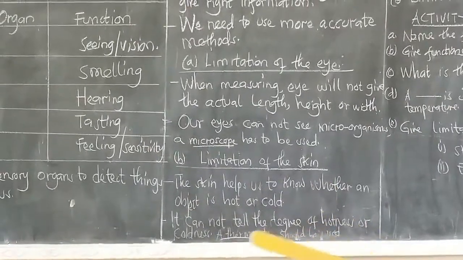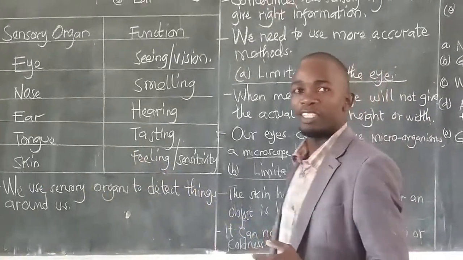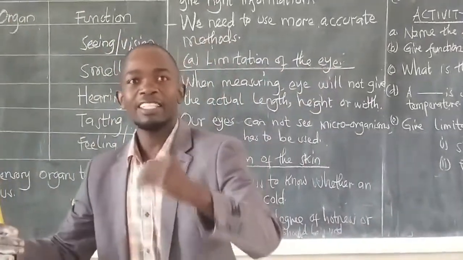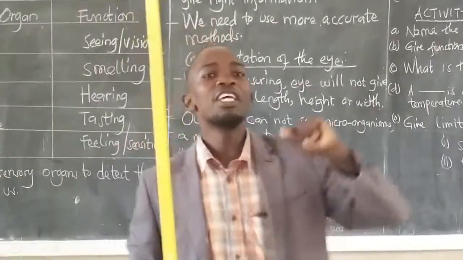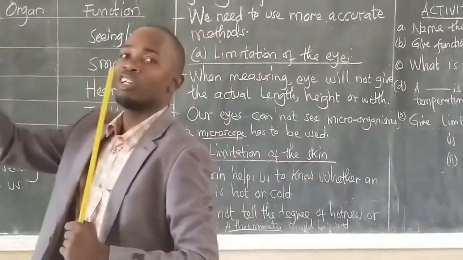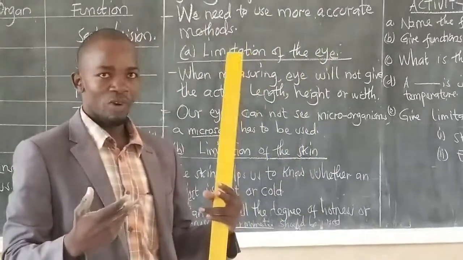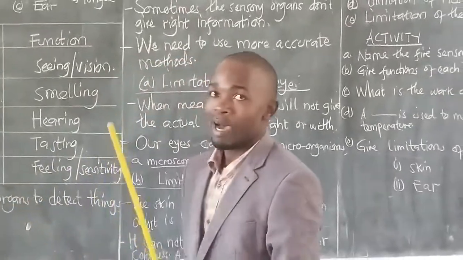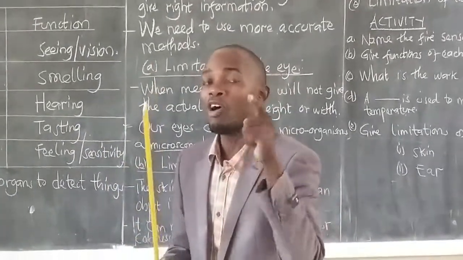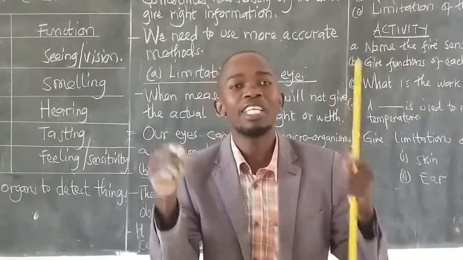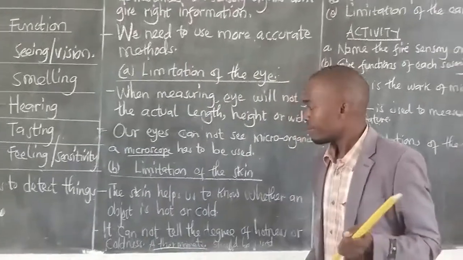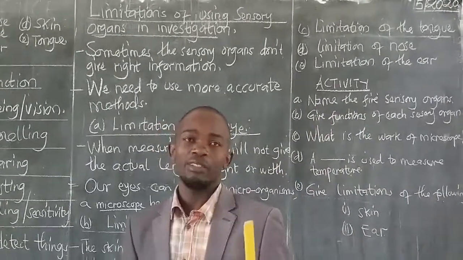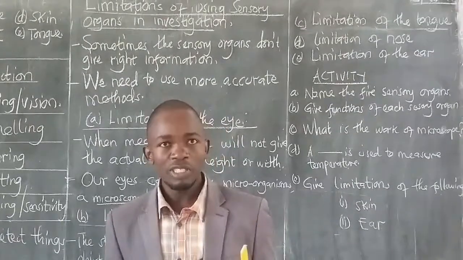Limitation of the skin. What is the function of the skin here? Feeling or sensitivity. Our skin will help us to know whether it is hot or cold. But the skin fails to tell us the degree of hotness or the degree of coldness. Of course, it is very cold, and that is why you will go and wear a coat or sweater. But it will not tell you the degree of hotness or coldness. So, that is a limitation of the skin. The skin will feel the pain, but the degree of the pain will not be detected because that is a limitation.